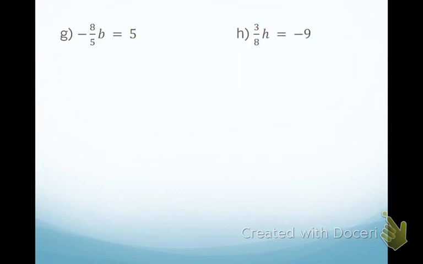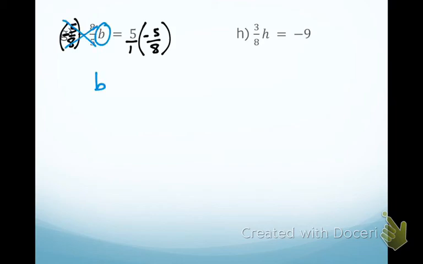Once again, I've got a fraction here I'm trying to get rid of, but I also want to get rid of that negative sign. So the opposite of negative 8/5 is going to be, I'll just do it right here on top, negative 5/8. That means I also have to multiply by negative 5/8. If you want to, you could put that over a 1. So now we see on the left-hand side, this is going to cancel each other out, and I'm just left with a b equals.